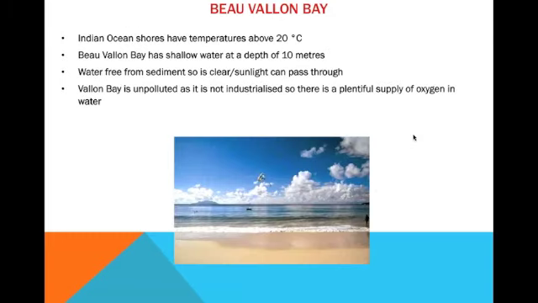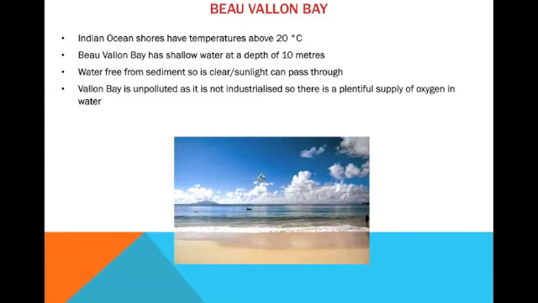So, describe conditions which led to formation of a coral reef. Well, in Bovalin Bay, the Indian Ocean shores have temperatures above 20 degrees Celsius all year round. And to make a coral reef, you need temperatures above 18 degrees all year round, so the temperature is very suitable. It also has shallow water at a depth of 10 meters. The water is free from sediment, so it's super clear and sunlight can pass through. And Bovalin Bay is unpolluted as it's not industrialized, so there is a plentiful supply of oxygen in the water.